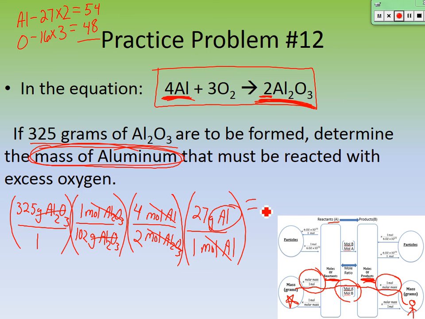Guys, are you getting 172.06? Yeah. Okay, so 172.06, or 172.1 if I round it to 1 decimal place. Grams of aluminum. What units, Tristan? Grams of Al. Okay, whatever is here is going to be your final units.